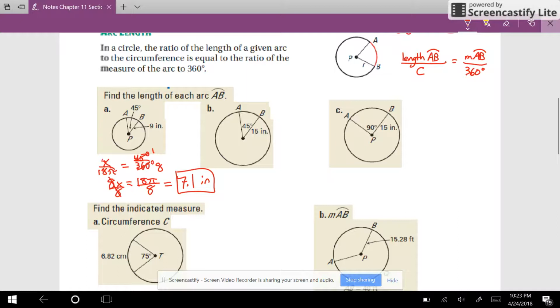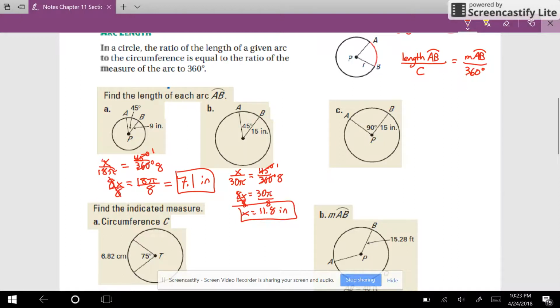Number 2, the length of the arc, I don't know. Circumference of the circle, well, the radius is 15, so the diameter is 30, so it's 30 pi. Degrees of the arc is 45 over the full circle, which is 360. Once again, that simplifies to 1/8. Cross multiply, 8x is equal to 30 pi divided by 8. So 30 pi divided by 8 is about 11.8. 11.8 inches.